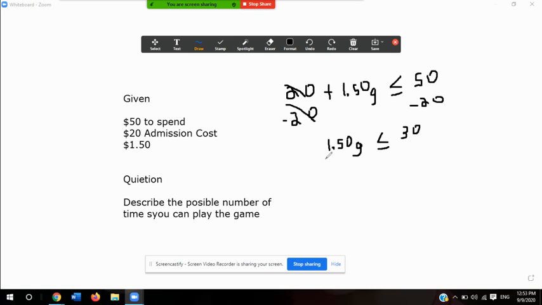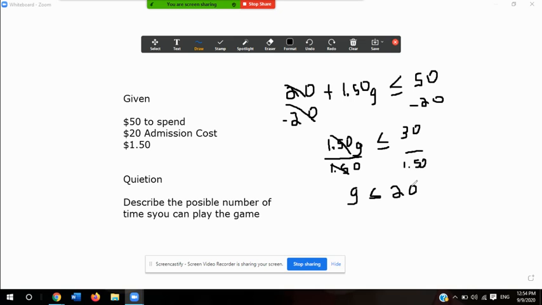So that leaves me with 30, which means that now what I have to do is just divide the 30 by the $1.50 that it costs to play the game. So 1.50 here, and I do the same thing on this side. And when you divide 30 by 1.50, that is going to equal 20. So this side is going to cancel out, and G is less than or equal to 20. So that means that you can only play about 20 games with the money that you have left over.